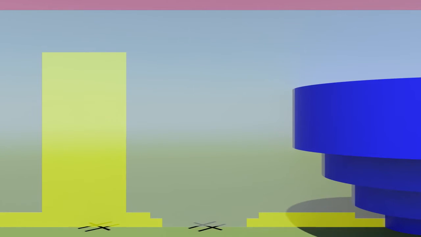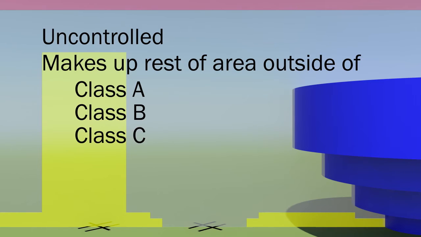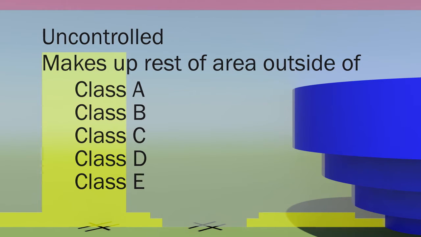Class G, or Gulf airspace, is uncontrolled and makes up the rest of the area that has not been designated already as Class A, B, C, D, or E. This airspace starts on the ground and continues upward until coming in contact with another class of airspace, usually Echo.